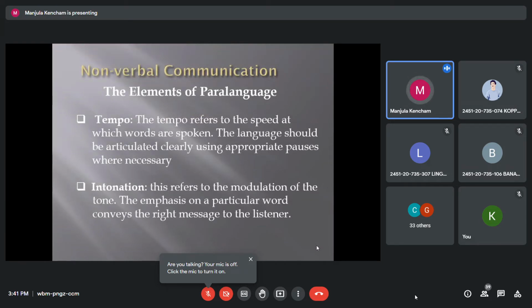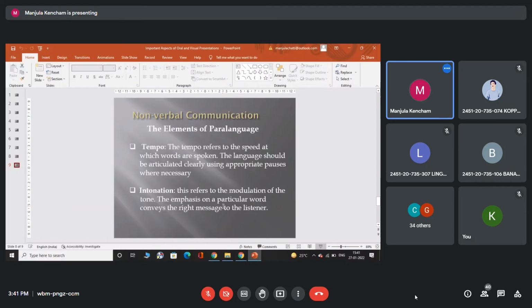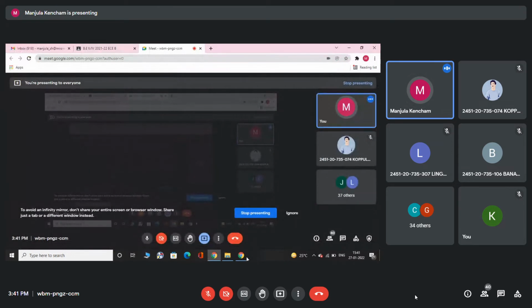Intonation refers to the modulation of the tone. Whenever you want to emphasize a particular word, you either tone down or tone up. That is rising tone and falling tone, we call it. This is the end of the first part of what we are supposed to take up today.